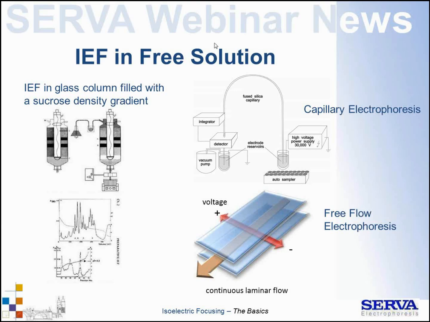Capillary electrophoresis is very easy to understand. You run them in an open capillary. These techniques are quite fast, and here you can separate quite a high amount of samples. So this can be done within a minute, for instance.